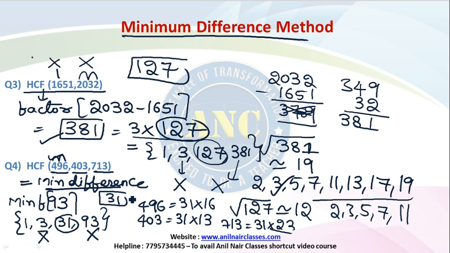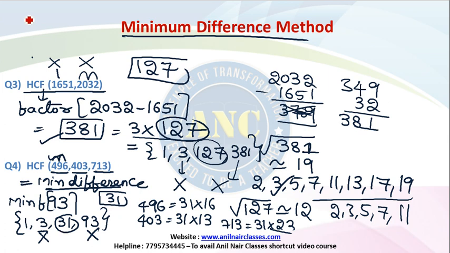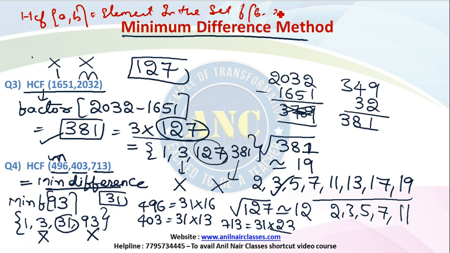What is the concept that we discussed in the previous slide? I'll repeat the concept. HCF of any two numbers. Answer is an element in the set factor of B minus A. This is the first concept.